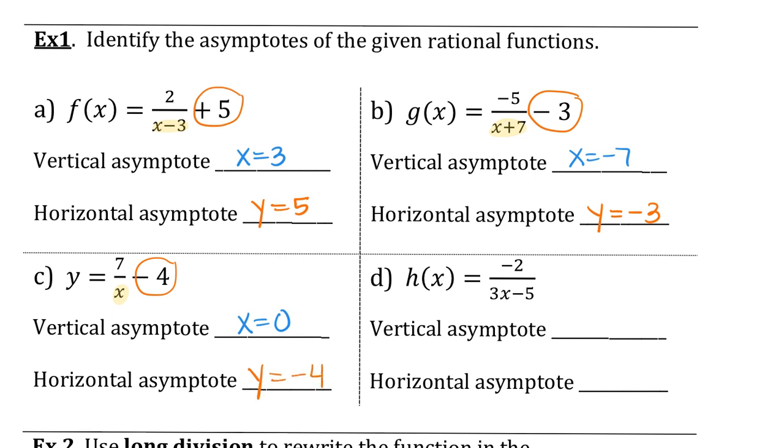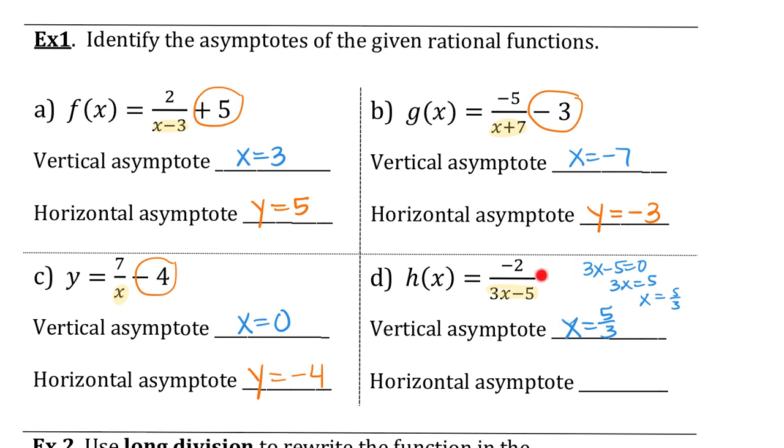Okay, now for D, my vertical asymptote is going to be when the denominator is 0. Well, that's a little tricky to do in my head, so I'm going to do it to the side. I'm going to figure out when this is equal to 0. If I add 5, I get 5. If I divide by 3, I get 5/3. So the vertical asymptote is at x equals 5/3. I am okay with you doing that in your head, but be really careful.